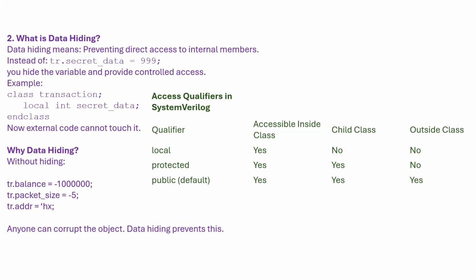Directly no one can access the data. That is the secret data we are using, so for that purpose we provide protection. This is a local integer data type we can use in this class only. Without data hiding, someone can change the balance to negative, or the size to negative. Anyone can change the data.